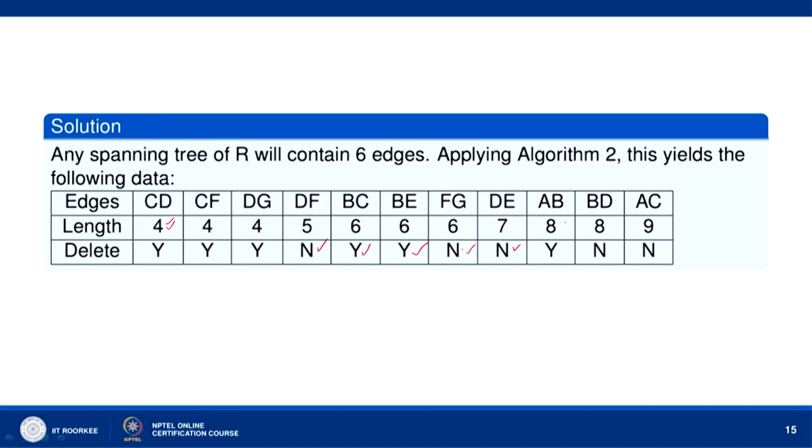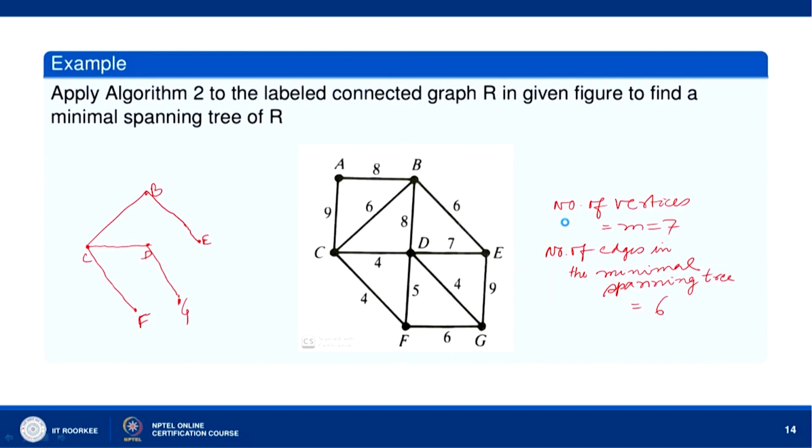Now we have AB. So, AB is this. We can add AB and we can see now we have in all 6 edges, 1, 2, 3, 4, 5, 6, and no circuit is formed, and therefore we stop here.